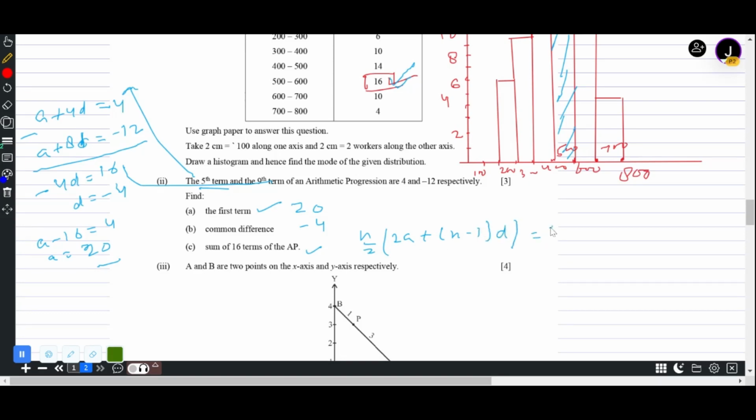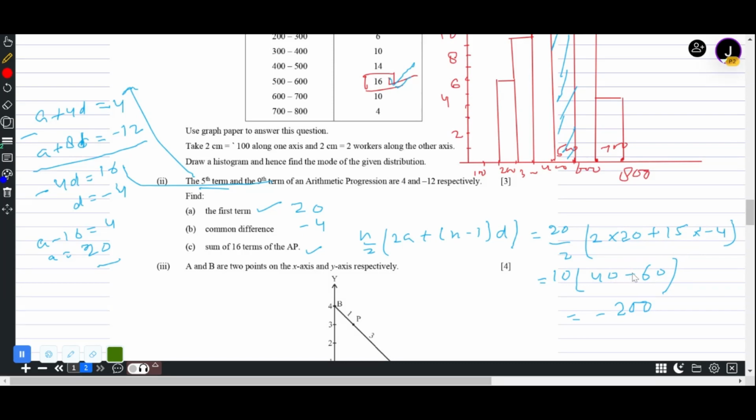Put that value of d in any of the linear equations and you will find the value of a, which is what I have done. So I put d equal to minus 4 in the first equation. So a plus 4 into minus 4 is a minus 16 is equal to 4. So a is equal to 16 plus 4. When you change any element, whether it is algebraic or a number, from one side to the other, it changes the sign. Minus becomes plus, plus becomes minus. So I arrived at that.